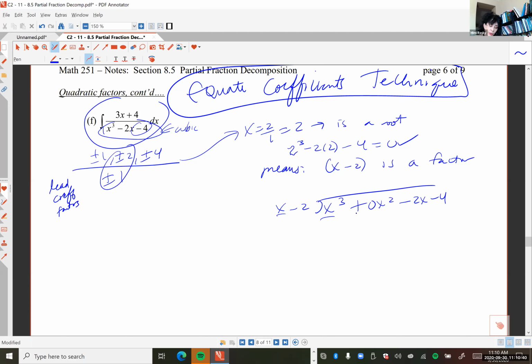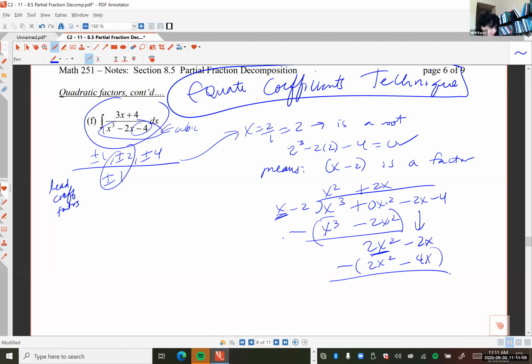So how many times does x go into x cubed? x squared. And then you multiply that with your divisor and subtract. This minus this is 0. This minus a minus 2x squared is positive 2x squared. Keep on going. Look at the highest power terms and keep on going. x times 2x gives me 2x squared. So now multiply 2x with your divisor and then subtract. I get 2x again here, bring down the minus 4. x goes into 2x twice, and it's going to turn out you get a 0 remainder, and you better, because x minus 2 is supposed to go in evenly.